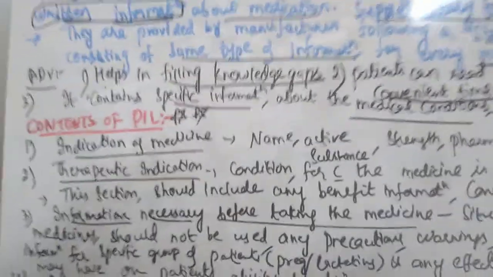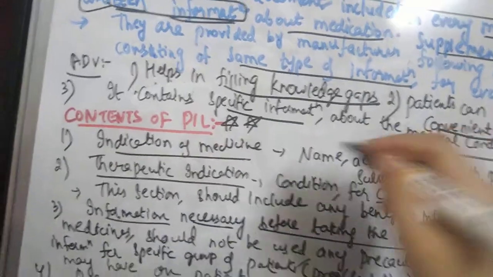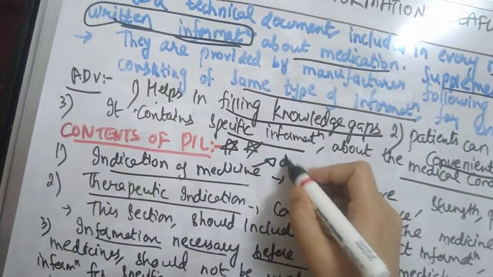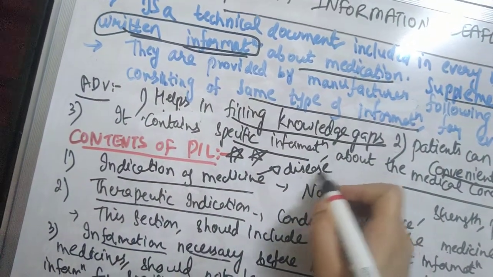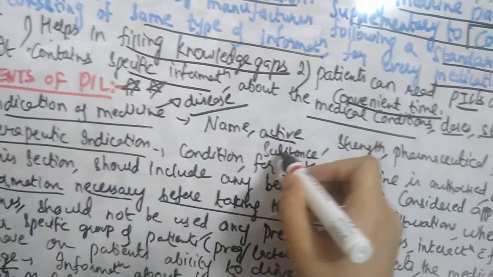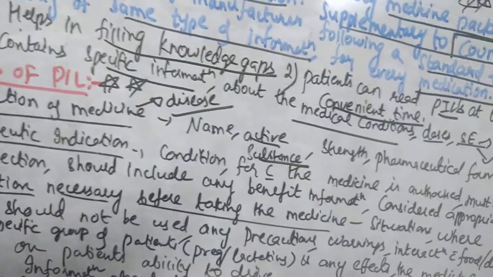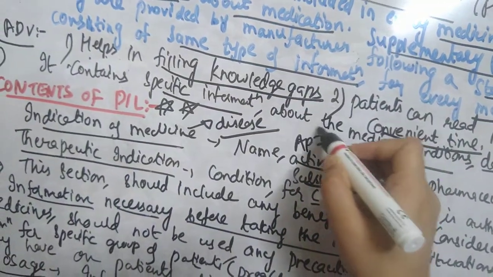First, coming to the indication of medicine. That means you are showing the medicine is indicated for which particular disease, for which particular condition, how it works, what is the name of the disease, what is the name of the drug, what is the name of the active substance. Active ingredient is nothing but API. When we saw formulations and pharmaceutics, we discussed API, right? This is a therapeutic agent.